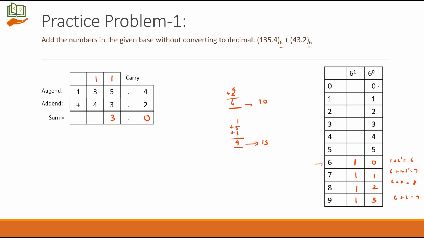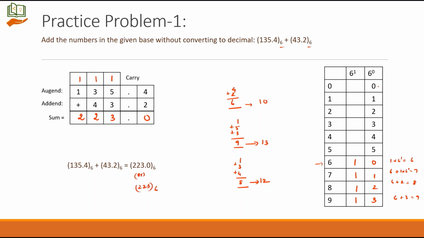1 plus 3 is 4 and 4 plus 4 is 8. What is the representation of 8? It is 1, 2. So 2 here and 1 here. What is 1 plus 1? It is 2. So the sum of these two numbers will be 223.0, or simply you can mention it as 223 to the base 6.